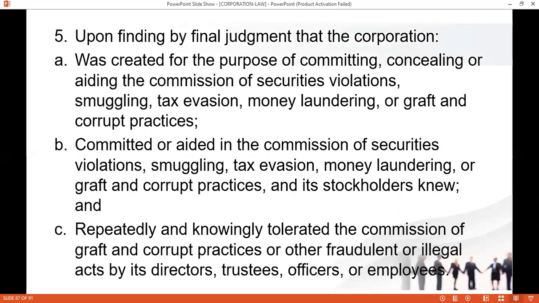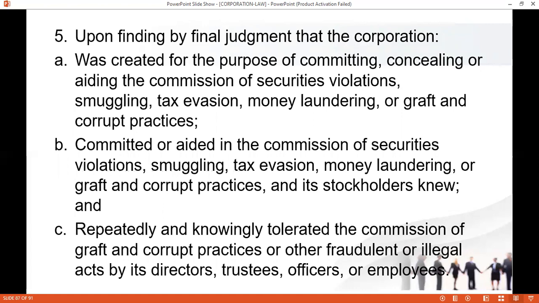Upon finding by final judgment that the corporation was created for the purpose of committing, concealing, or aiding the commission of securities violations, smuggling, tax evasion, money laundering, or graft and corrupt practices, and stockholders knew and repeatedly and knowingly tolerated the commission of graft. Ayan, di ba?